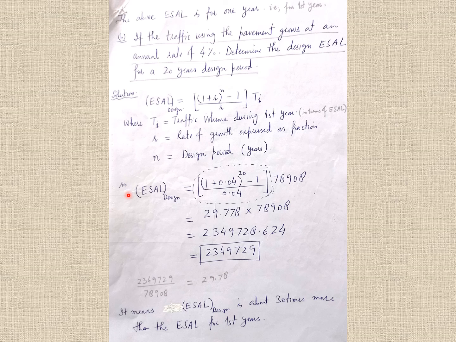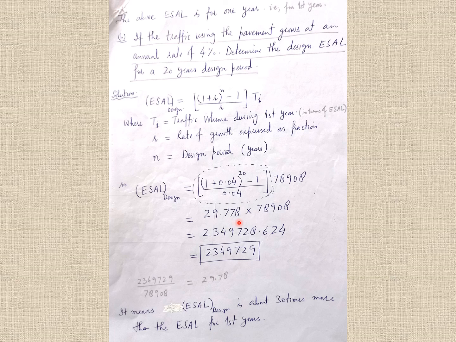So just by using the formula, just plug in the values. r is obviously 4 divided by 100, that means 0.04, and the design period is 20 years, so 20, and then this thing will be multiplied by T sub 1, that is the equivalent single axle load that you are having for the first year, which we have determined in the first part of the problem. So the answer of this is 29.778. So in fact, this is the growth factor. We have calculated the growth factor over here. When you consult the table which is meant for the growth factor, you will get the same value over there.